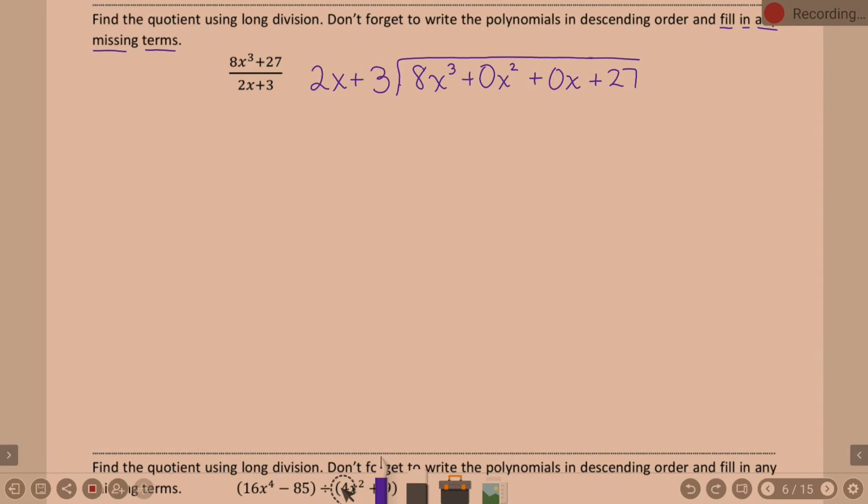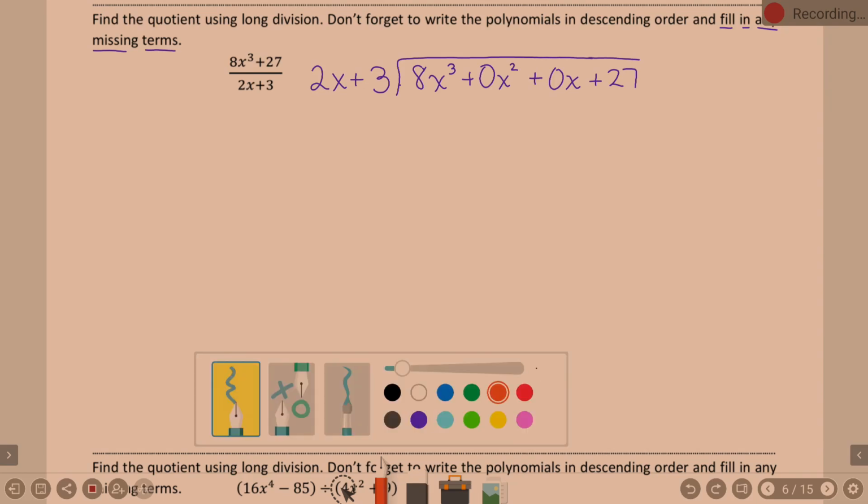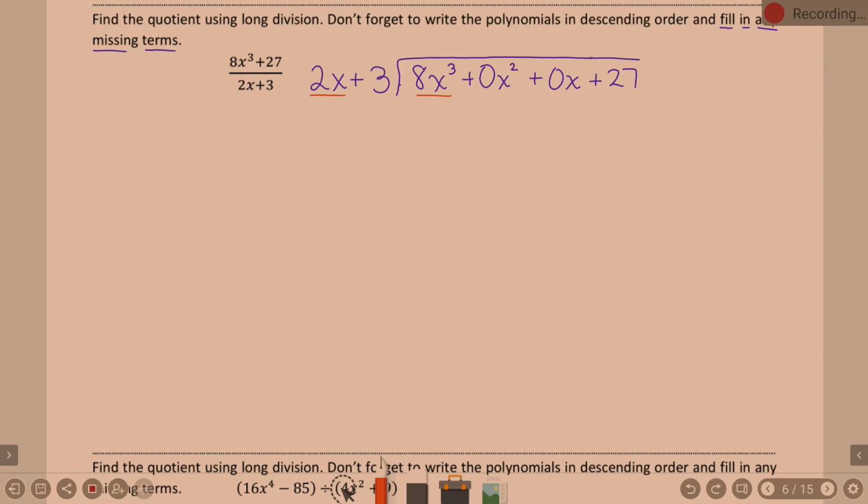Same steps now. Start with 2x. How many times does 2x go into 8x cubed? Or, more mathematically asked, 2x times what is 8x cubed? And if you're still staring at that saying, huh? Then turn it into division. 8x cubed divided by 2x is what? 4x squared.